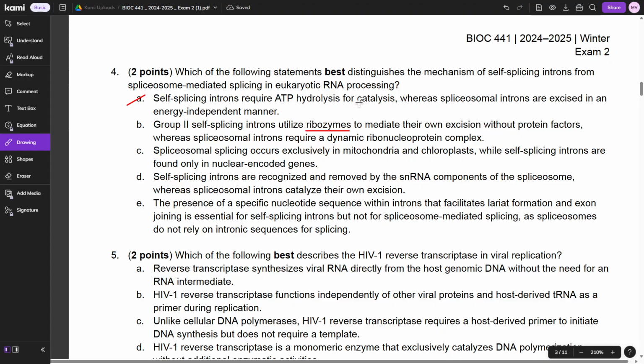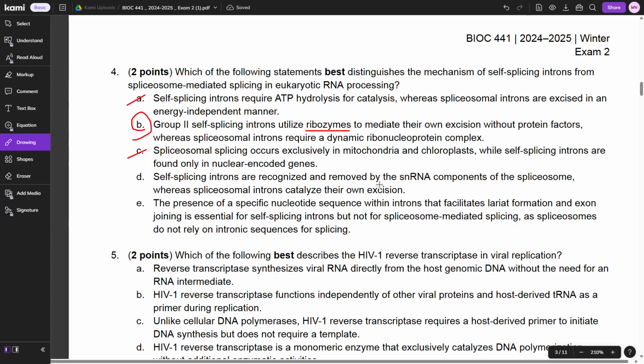Group 2 self-splicing introns utilize ribozymes to mediate their excision without protein factors. Okay, yeah, that's technically true if I'm not mistaken. Whereas spliceosomal introns require dynamic ribonucleoprotein complexes. That is for sure true. Right? I definitely like this answer a bit more than A. Spliceosomal splicing occurs exclusively in the mitochondria. No, it does not occur exclusively in the mitochondria. It occurs everywhere, right?